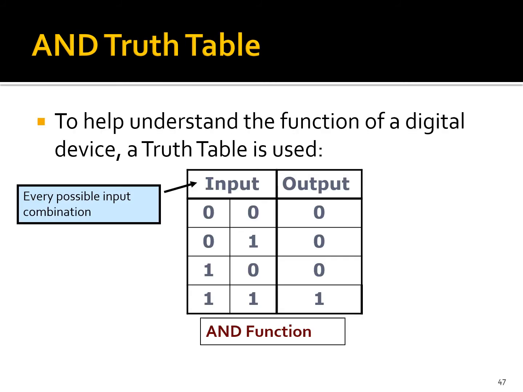To understand the function of a digital device, we use something called a truth table. If I look at this truth table, an input of 0, 0 will give me an output of 0. An input of 0, 1 will give me an output of 0. An input of 1, 0 will give me an output of 0. But if I have an input of 1, 1, then my output will be 1.